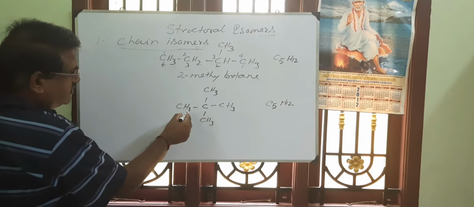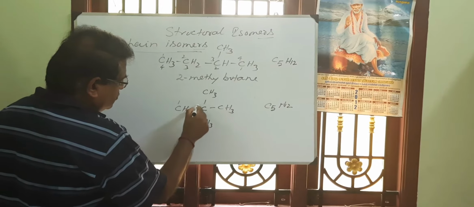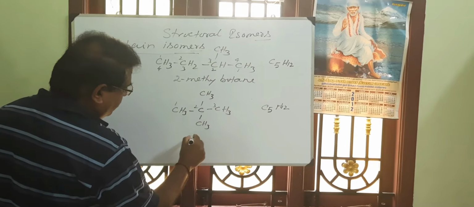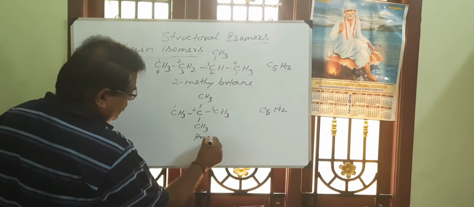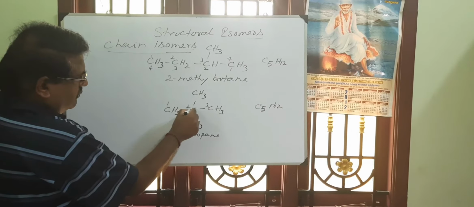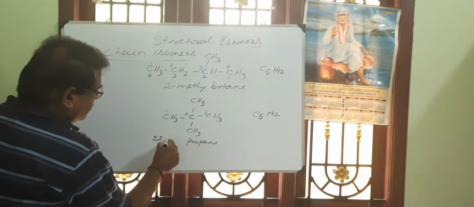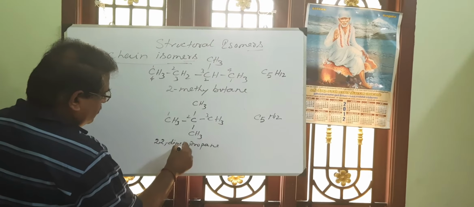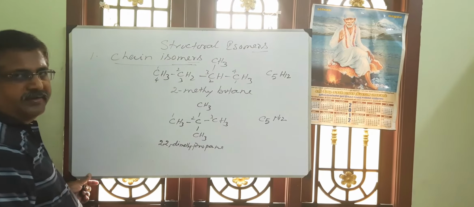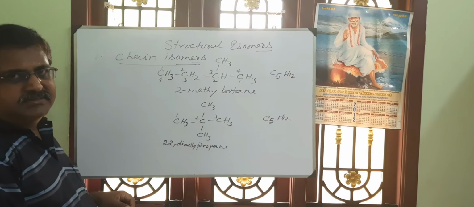So what is the name of this compound? Now you have to see the long chain: 1, 2, 3, so propane, and two methyl groups are attached to the second carbon atom. So it's called 2,2-dimethylpropane. So this is another example of chain isomers.